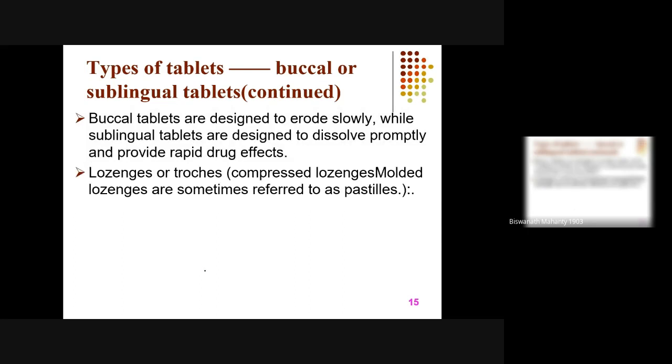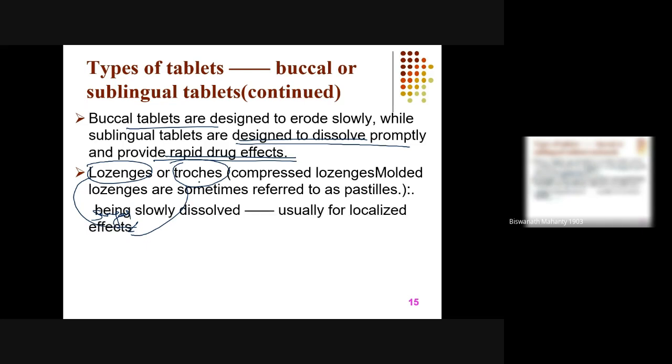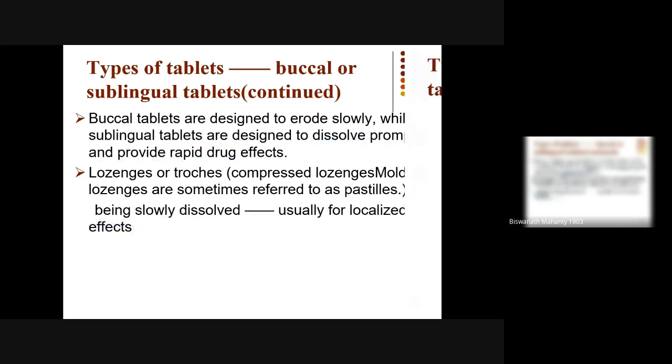Now, these things we already discussed, lozenges and troches, in our earlier class. They are basically made up of sugary material, mostly filled with it. These are just a variant of buccal tablets we can use. Their purpose is to dissolve and promptly provide rapid drug effect. That is their purpose. What do they contain? They contain sugar-based material in lozenges. Troches are also similar, but maybe some liquid sugar can also be included in these formulations. Being slowly dissolved, usually localized effects can be seen.